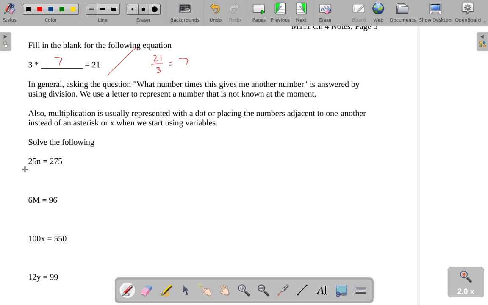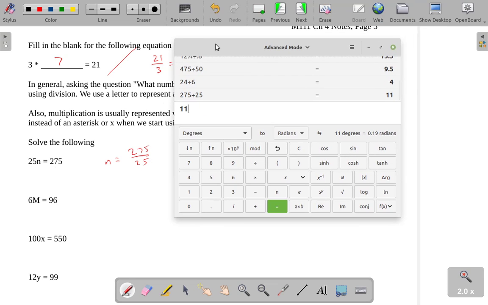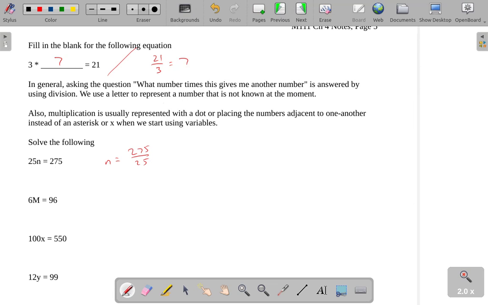So if we wanted to solve something like this, if we have what number times 25 equals 275, well, n, the number we're looking for, would end up being 275 divided by 25. So again, this is the same question as what happened up here. It's saying what number times 25 equals 275. Well, 275 divided by 25 would give us that number. And then we could just ask the calculator to do that for us. 275 divided by 25 gives us 11. So n in this case would have to be 11.